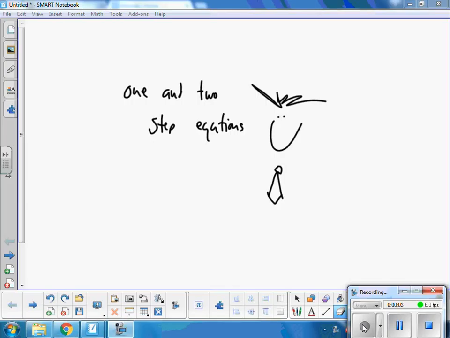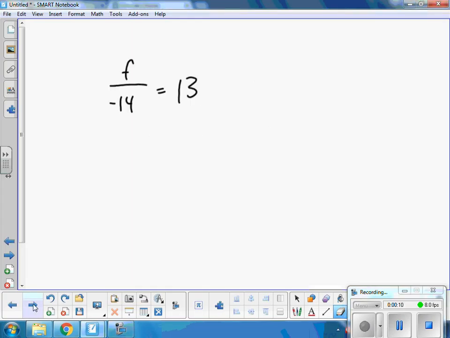All right, today we're going to work a little bit with one and two-step equations. Another way to look at that, we're going to isolate the variable or get it all by itself. So for this one, I've got f divided by negative 14 equals 13.